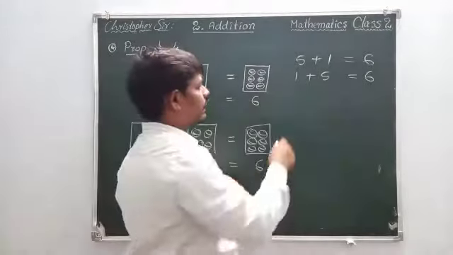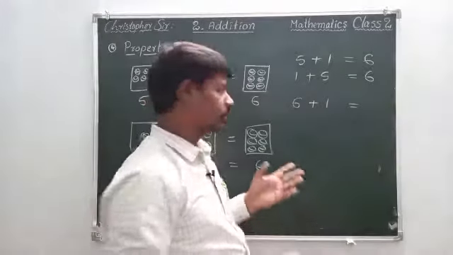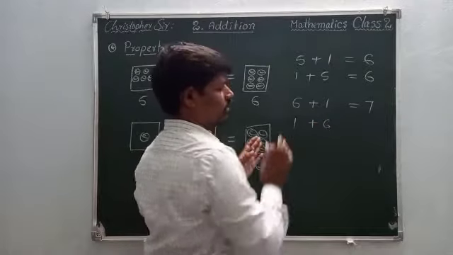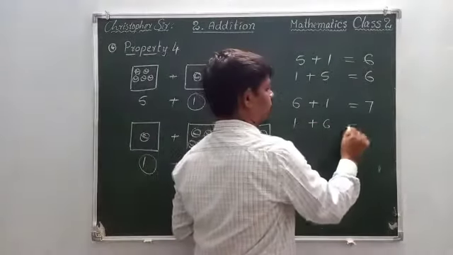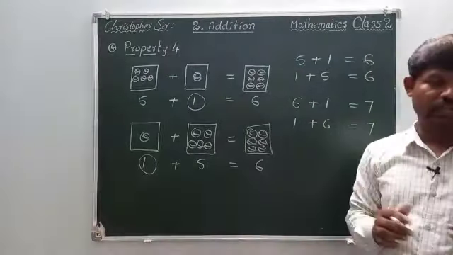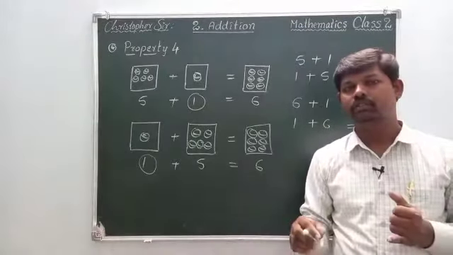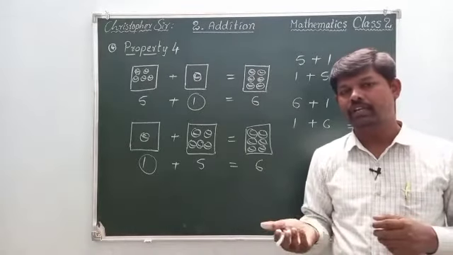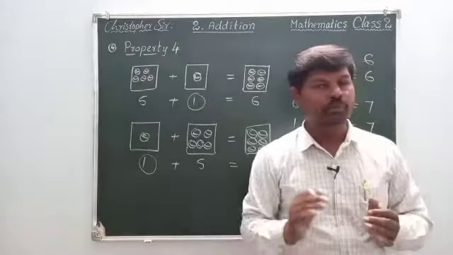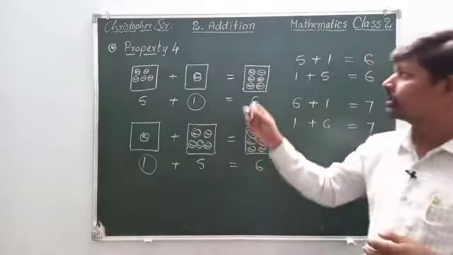Like that you can take another number, 6 plus 1. You are adding 1 to the 6. You will get 7. Or you can add 6 to the 1. 1 plus 6 is also 7 only. So from this you can understand that if you add 1 to any number, you will get the next number. For example, add 1 to the number 10. Which number will you get? 10 after 11. Add 1 to the number 9. Which number will you get? 9 after 10. So this is property 4.